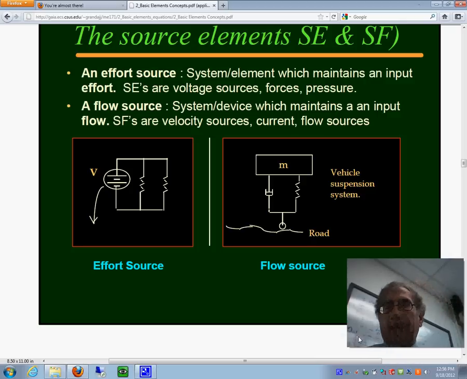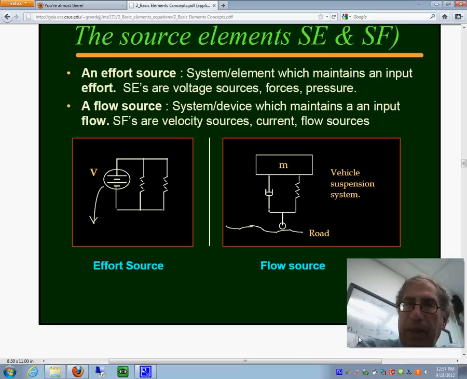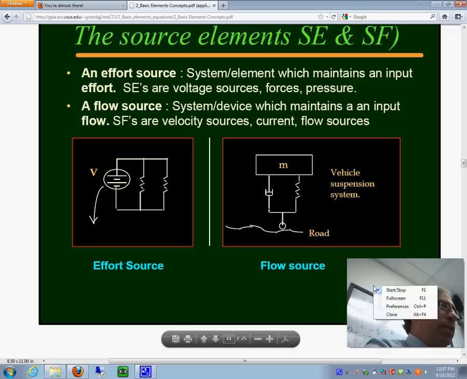Okay, today we're going to see other kinds of elements than we saw last time. We will see elements that are conservative and have more than one port, namely the transformer and the gyrator. But we also need to see other elements such as the sources of effort and flow. So let's get started on this.